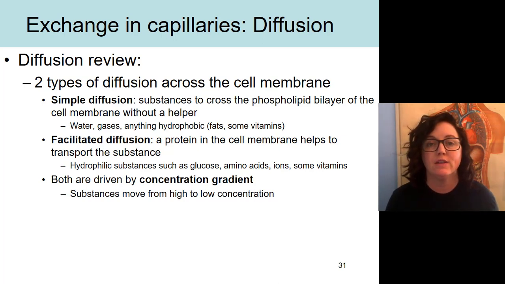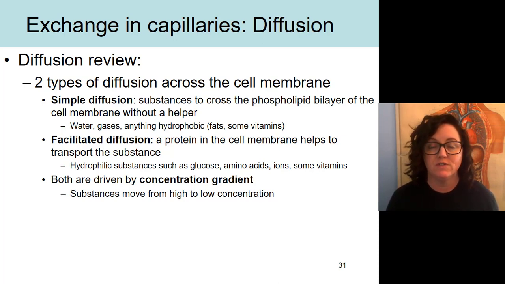Let's take a closer look at diffusion across cell membranes. There are 2 main types of diffusion that can occur across the cell membrane: simple diffusion and facilitated diffusion. Simple diffusion occurs when the substance is moving right across the phospholipid bilayer of the cell membrane without any type of protein in the cell membrane helping transport the substance. This is not an easy thing to do. Cell membranes, specifically the phospholipid bilayer of a cell membrane, is meant to be a barrier to almost everything in the body. So only a few things can actually cross this phospholipid barrier. That includes water, gases, and anything that's hydrophobic.